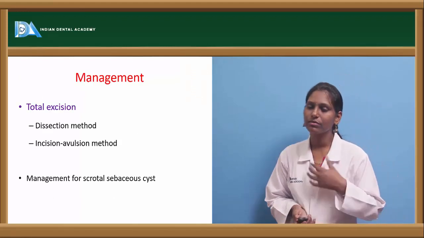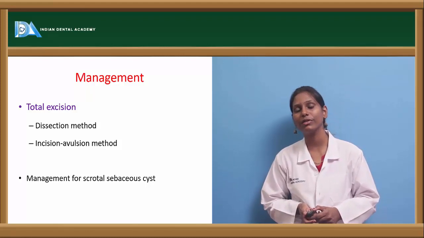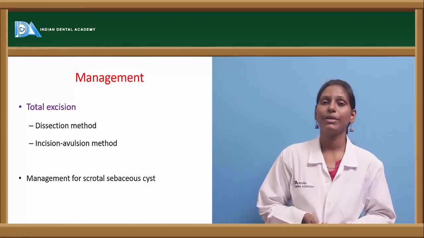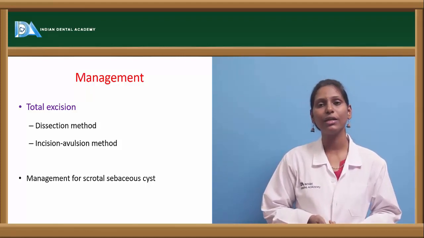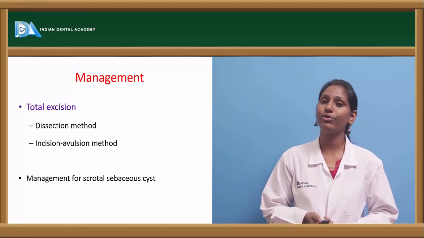And when we are talking about transillumination, again transillumination is negative because of the presence of this sebaceous material. Because of presence of the sebum, transillumination test is again negative in these cases. And coming to the management is total excision again, and this total excision can be of two different types.